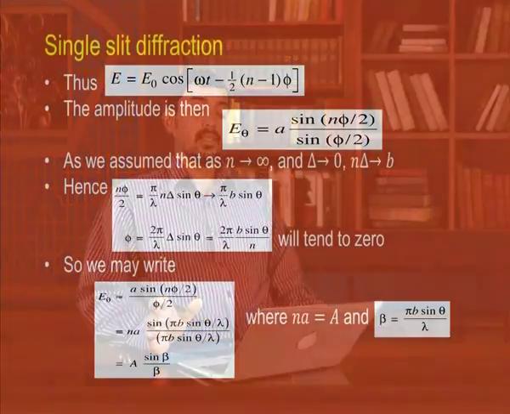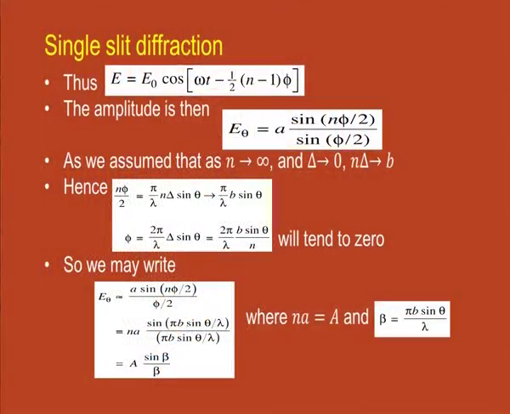Thus, the expression for the field will be E = E0 cos(ωt − ½(n−1)φ), and the amplitude is then Eθ = A sin(nφ/2) divided by sin(φ/2).